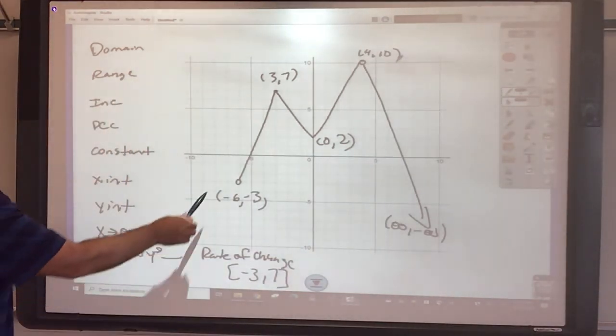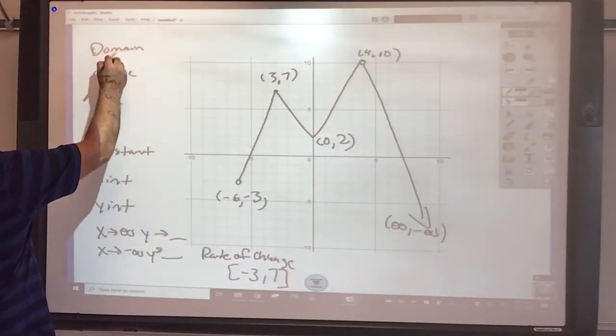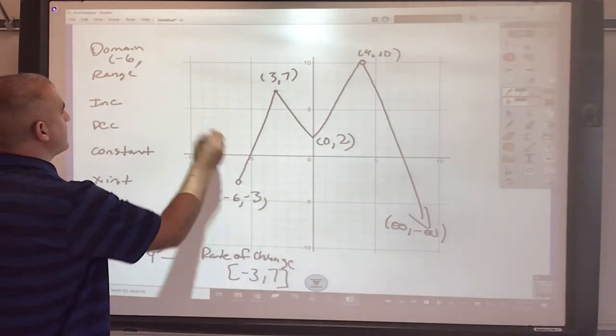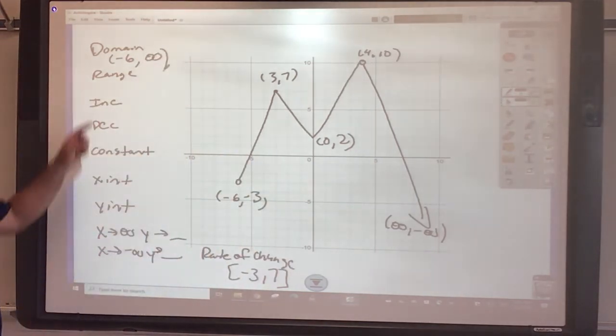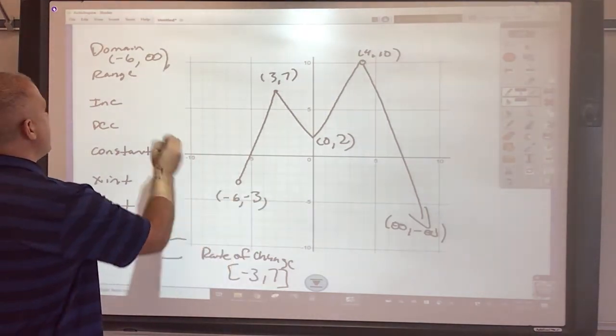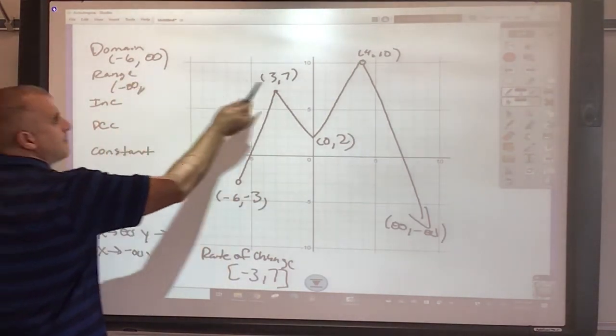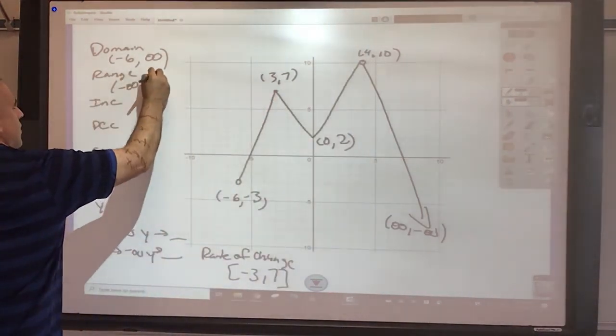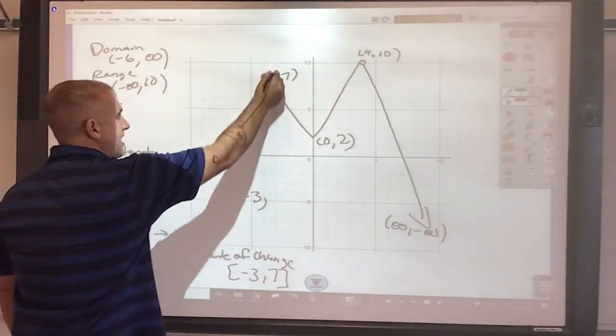Okay, so my smallest x value here is going to be -6. My biggest x value would be infinity. Curve, because it's an open circle. Range, my smallest y value is -infinity. My biggest one is 10. Also that.